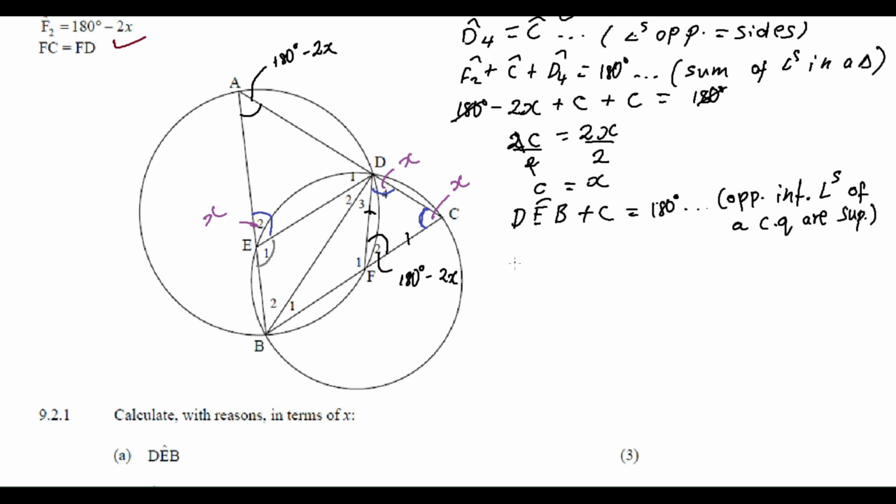And then we are going to have DEB, that's what we are looking for, plus C. We know C is equal to x, 180. And then we are going to say, therefore, we know angle DEB is ultimately going to be equal to 180 minus 2x, right? So we come here to our diagram. We are going to include it on our diagram. So here we have 180 degrees minus 2x.